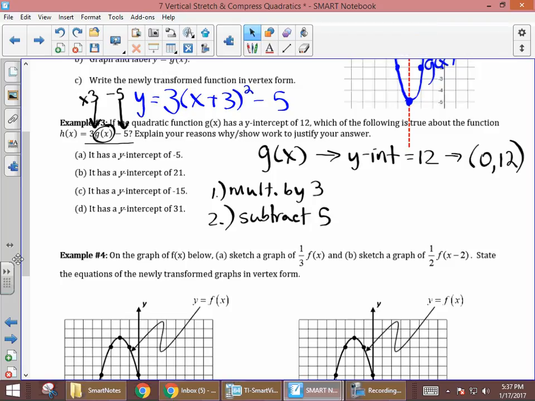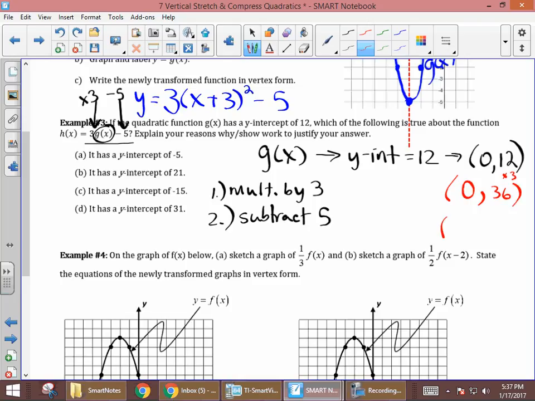Okay, so the x value stays the same. If I multiply by 3, 12 times 3 is 36. Then all that's left to do is subtract 5, and we get (0, 31). So the other function will have a y-intercept of 31.